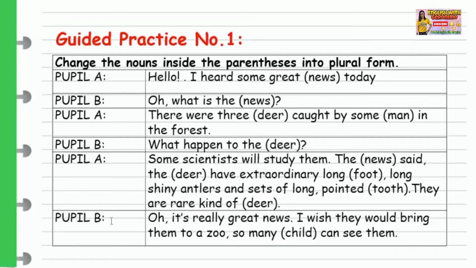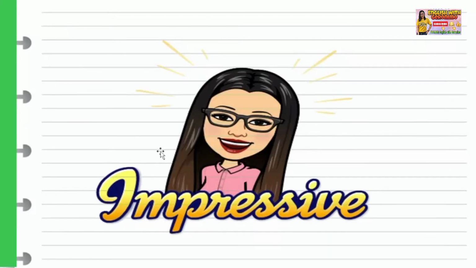Very good. Pupil B: Oh, it's really great news. I wish they would bring them to a zoo. So many child can see them. What is the noun inside the parentheses? Child. Correct. And the plural form is children. Impressive.